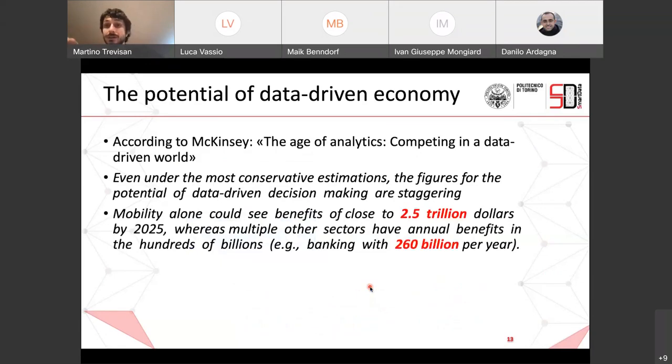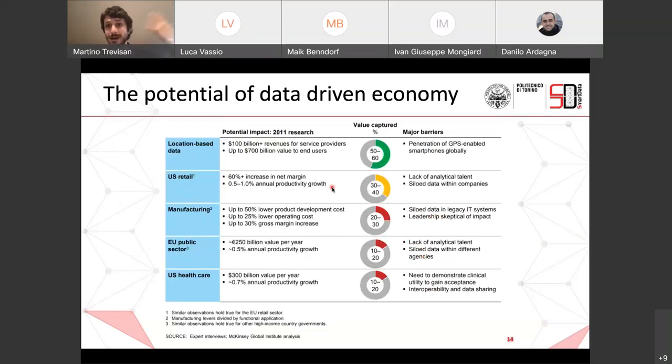McKinsey, which is one of the biggest consulting companies worldwide, says that we are in the era of data-driven economy, and the economy can benefit $2.5 trillion by 2025, and banking alone can benefit $260 billion per year from data-driven approaches. Data are useful in a wide range of sectors. Location-based data is useful for mobility prediction, for insurance, purchase and e-commerce data is useful to increase the net margin of retail platforms.